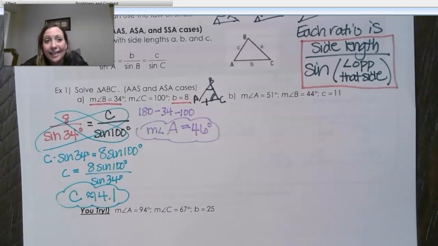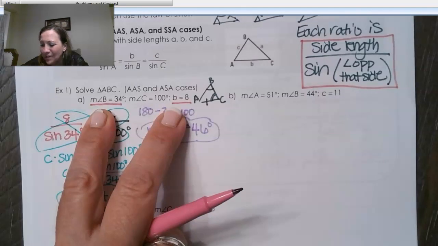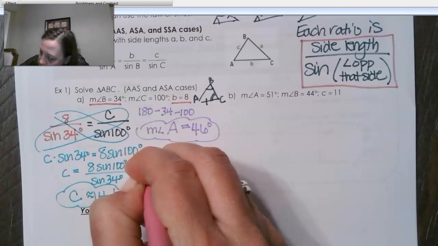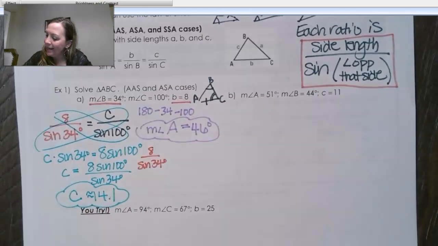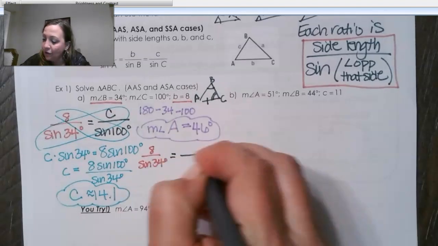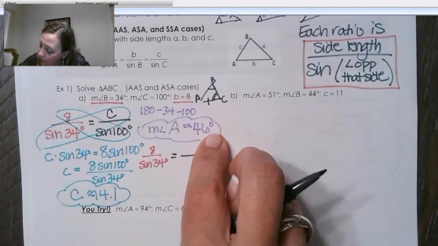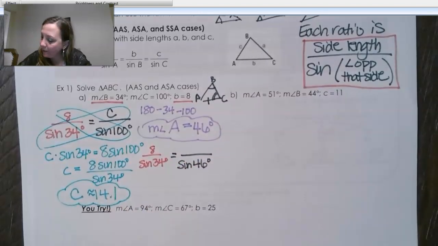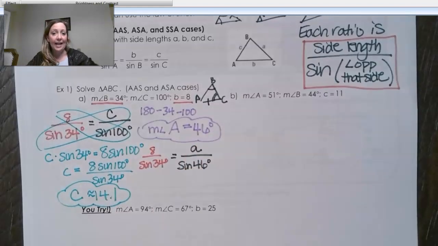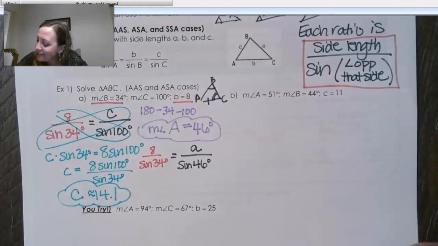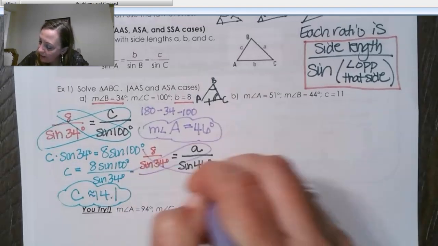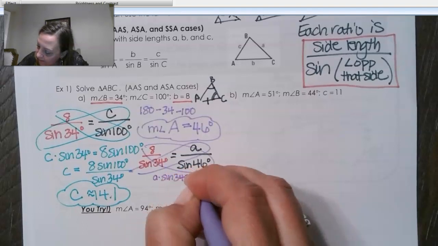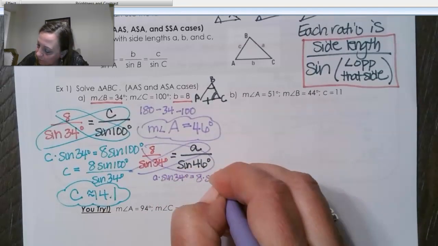Okay, now that we have that information, we can set up another proportion using the law of sines. Let's use the exact values that we had and not use that estimation. So let's use this 8 over the sine of 34 degrees again. And now let's use this angle A to help us out. So we'll have the sine of 46 degrees in the denominator. And then up top, I'm going to be finding side A. And so then we can cross multiply. Again, I get A times the sine of 34 degrees equals 8 times the sine of 46 degrees.